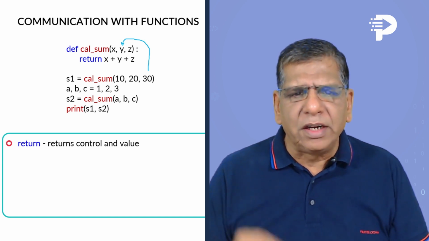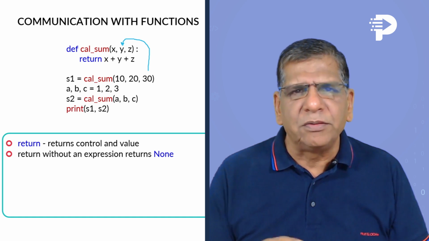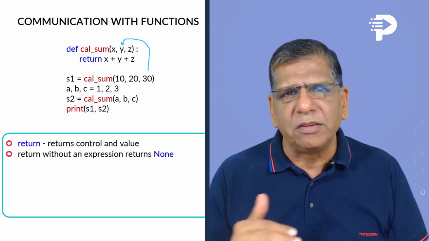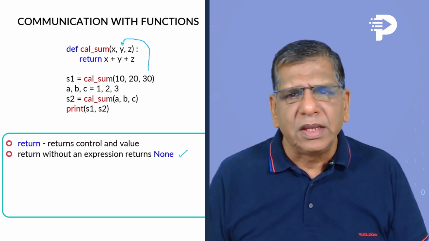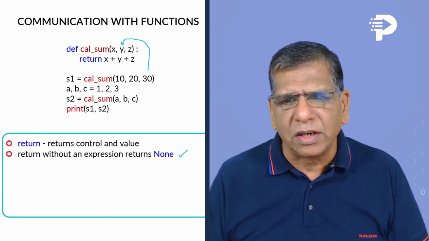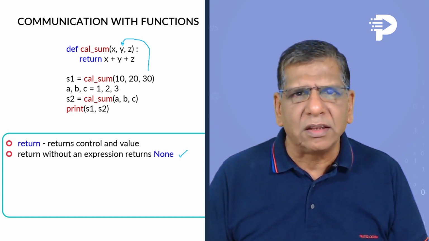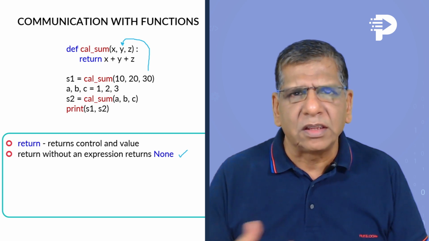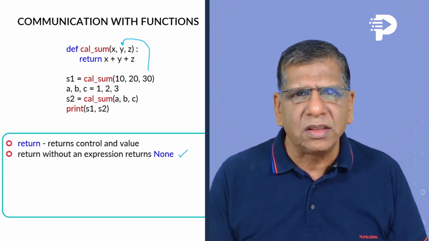Suppose we have a return without any expression. If we do not say return x plus y plus z, if I merely say return, in that case the function will return a type known as None. Means nothing is returned, but you indicate that using None.